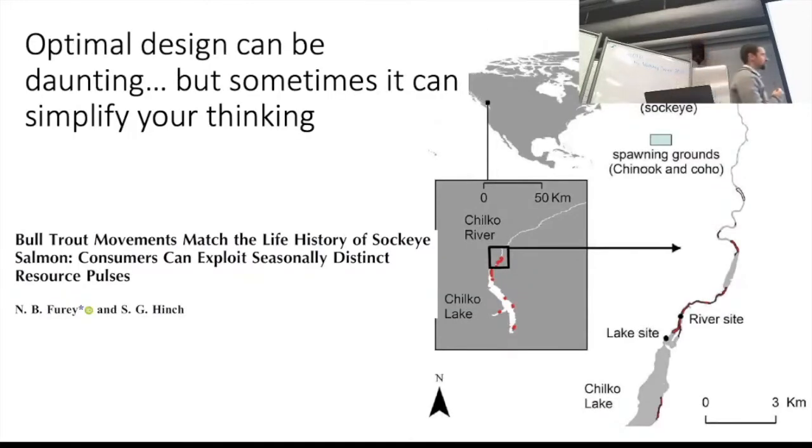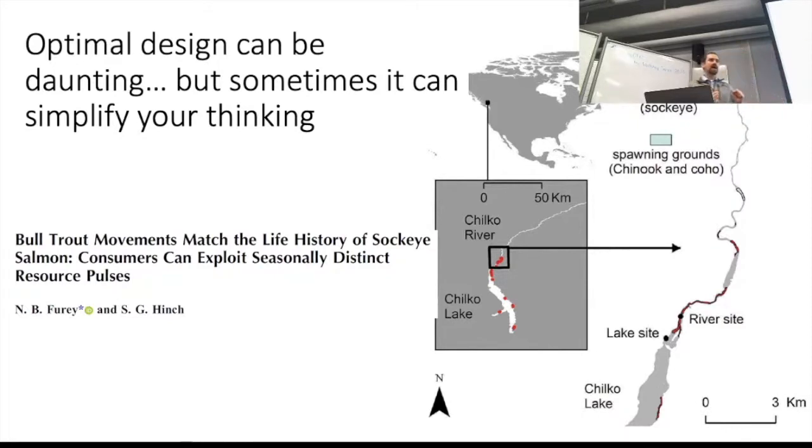Okay, so we're going back to British Columbia. We have this same lake and river transition. And so I showed you the fine-scale movements of those bull trout that took a VPS array of something like 45 receivers, and we tagged 25 bull trout, and we tagged like 400 sockeye salmon smolts that year. So a very complex array.